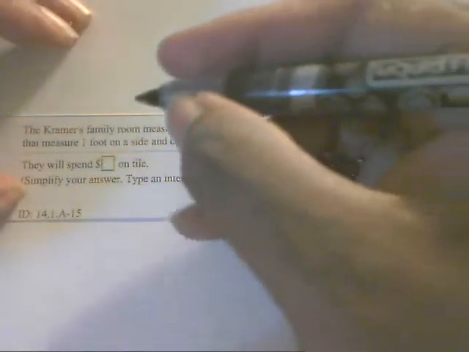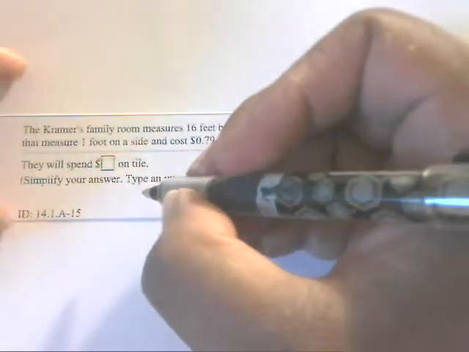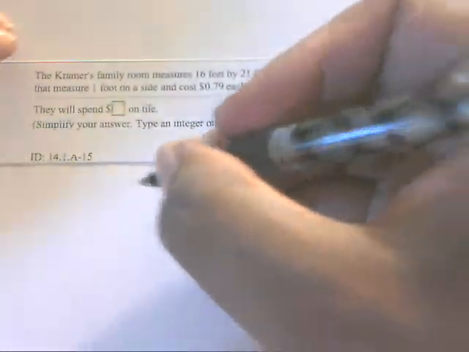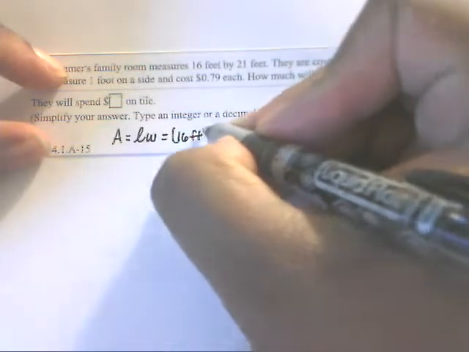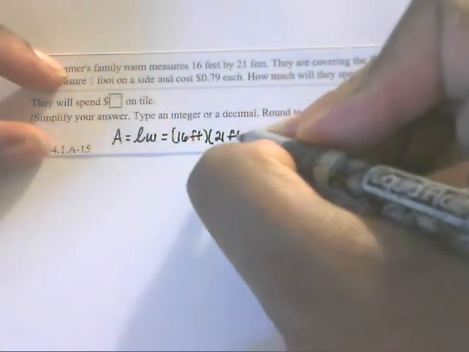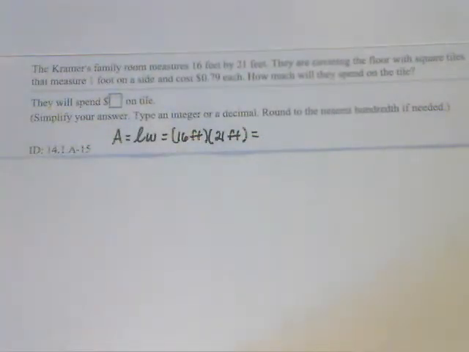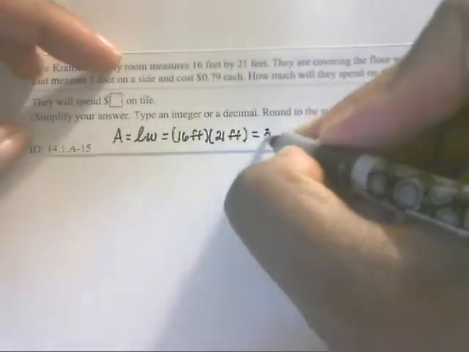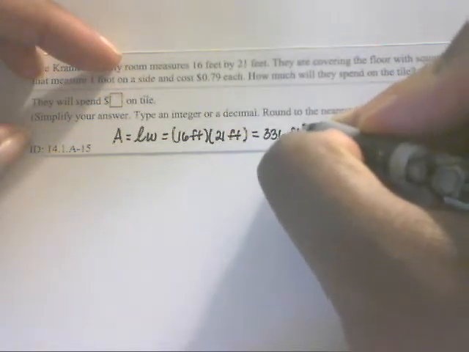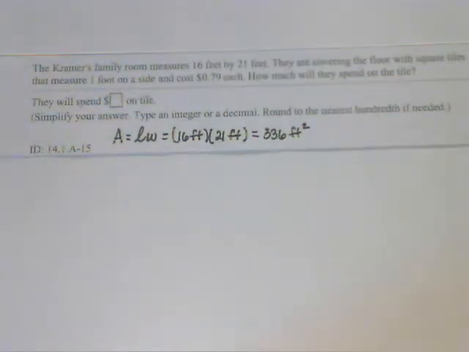Okay. Well, the family room is going to be in the shape of a rectangle, so we want to find the area of that rectangle. So that area is going to be length times width, which is 16 feet times 21 feet. Okay, so we multiply 16 times 21. That would give me 336 square feet. So that's 336 square feet for the area of that family room.